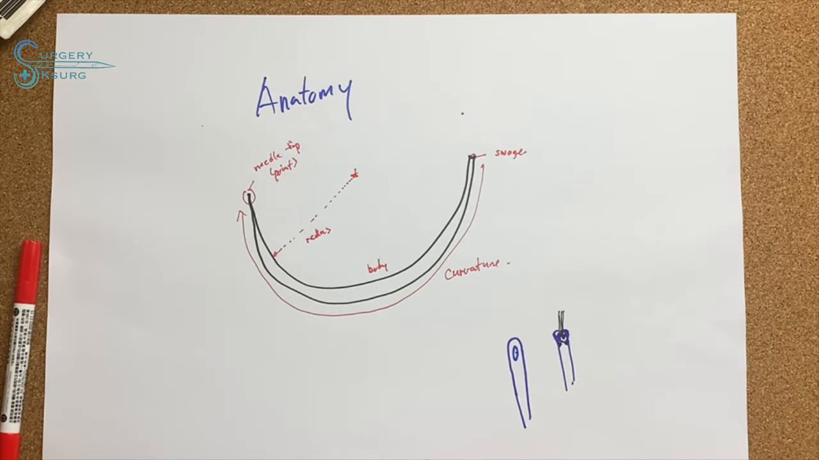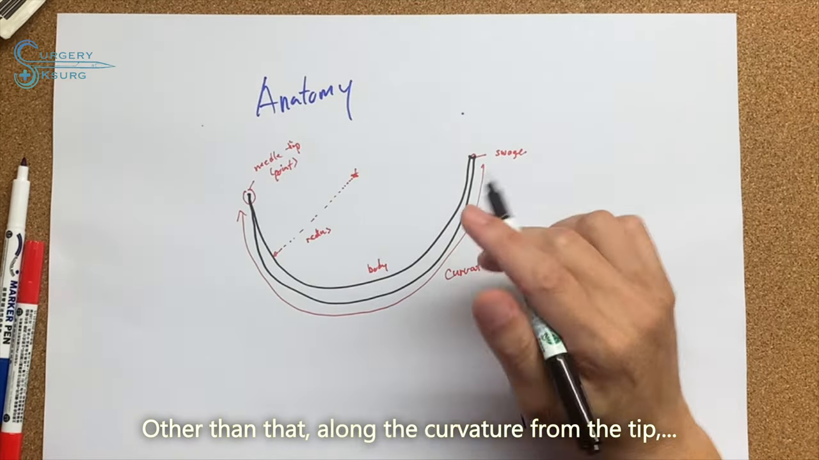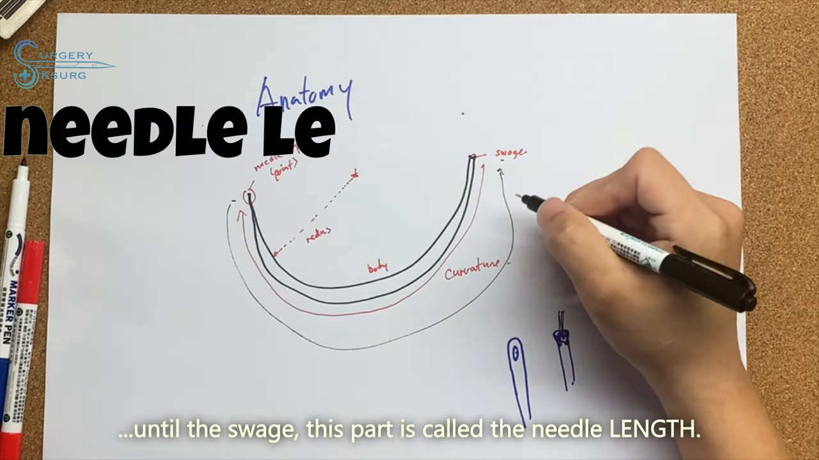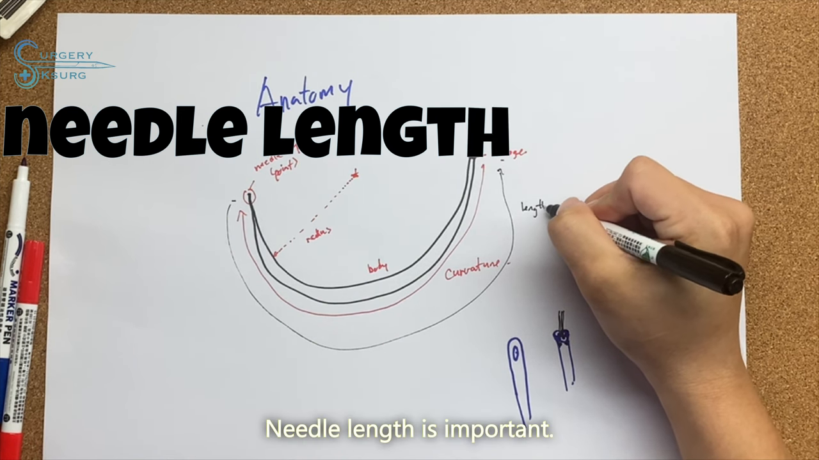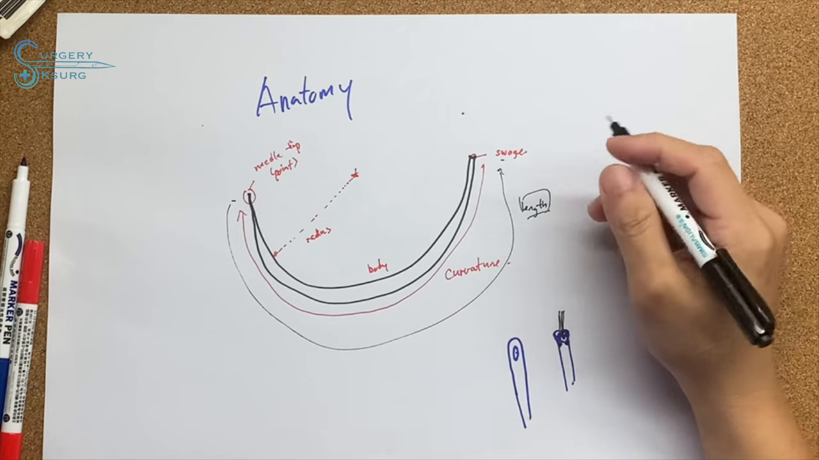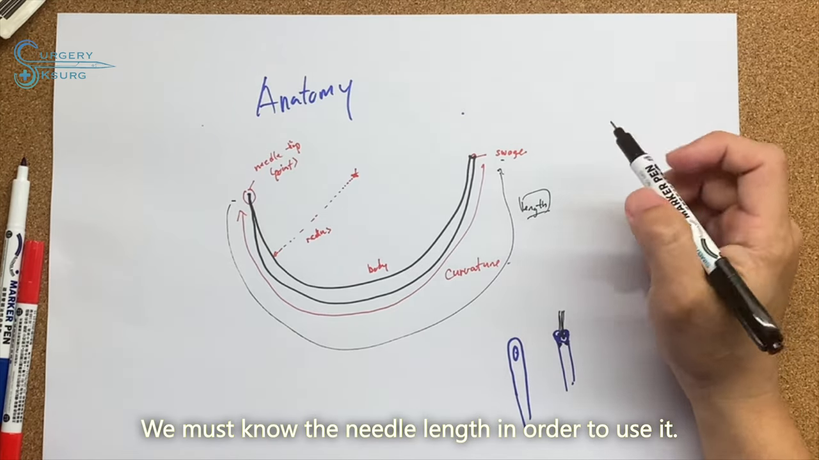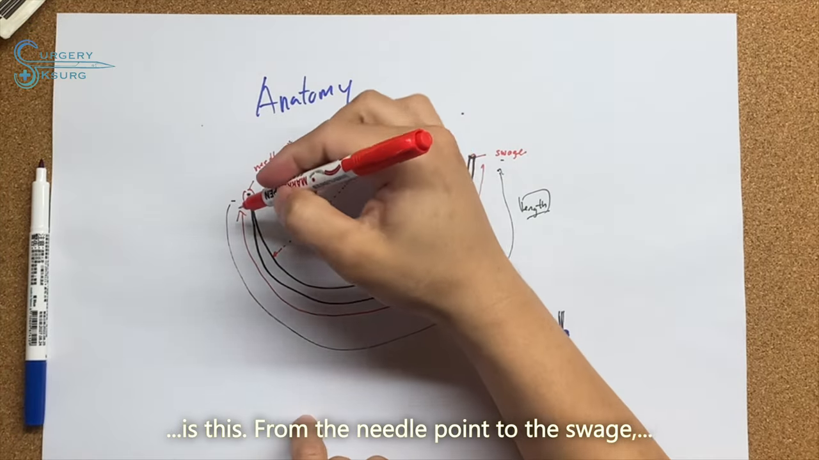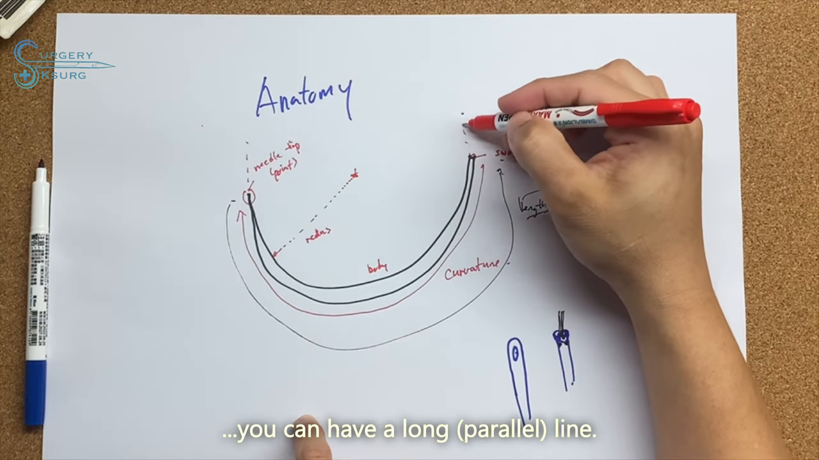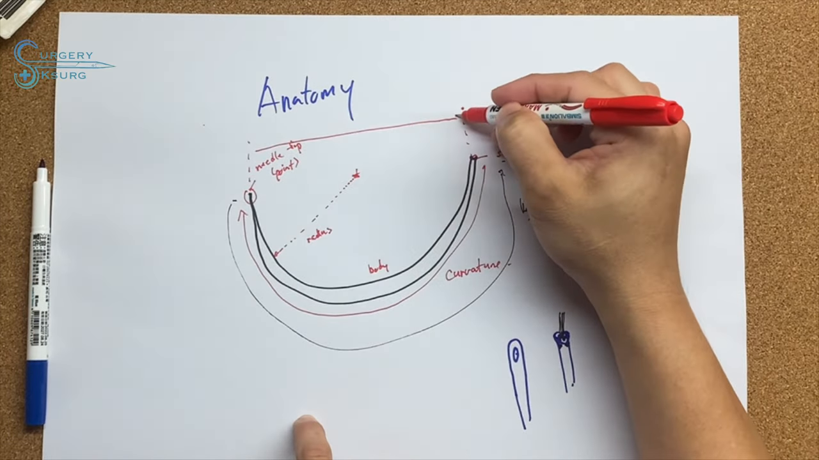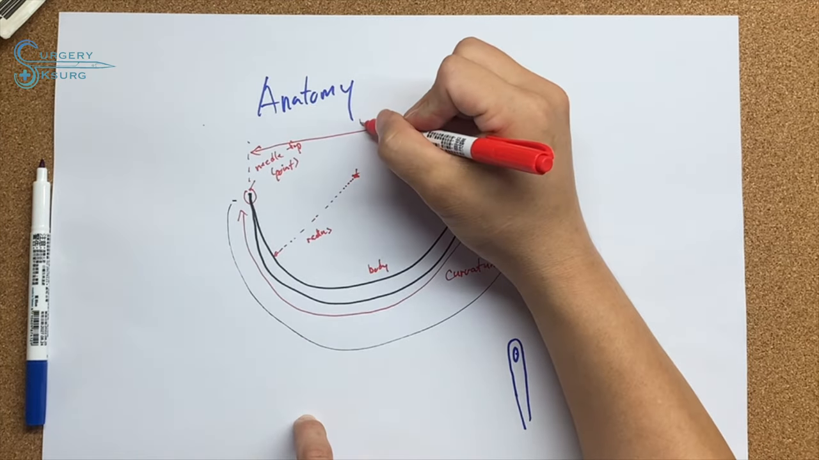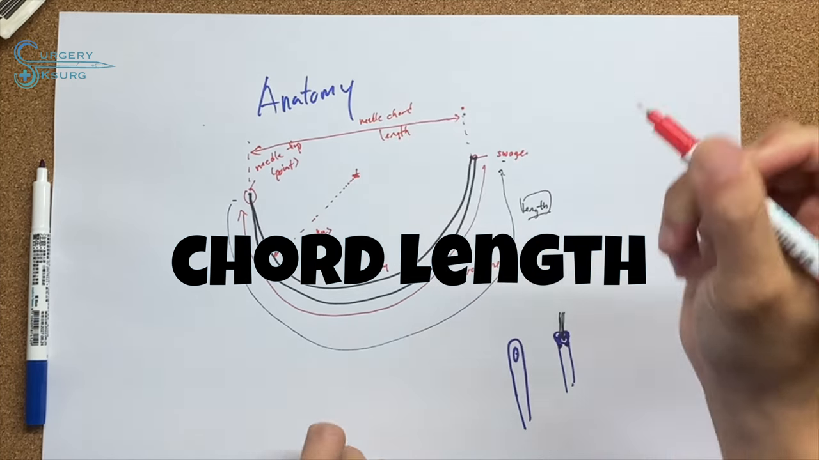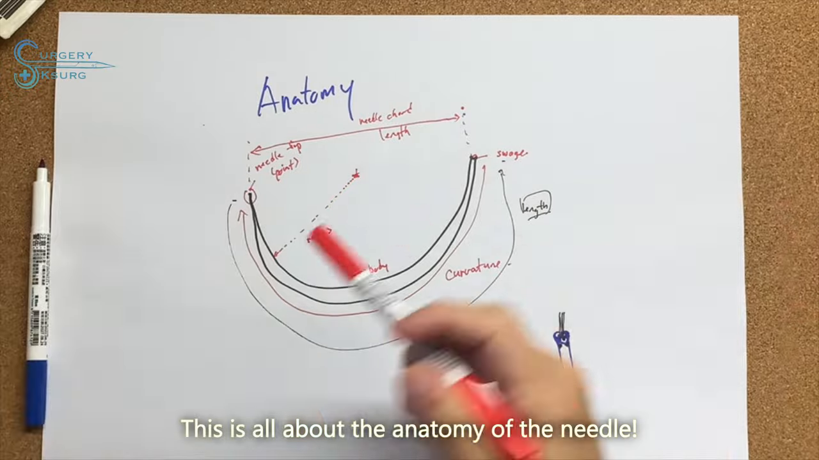So other than that, under the curvature from the tip until the swage, this part is called the needle length. Needle length is important, right? We must know the needle length in order to use it. And last but not least, the other part of a needle is this, from the needle point to the swage, so you can have a long line. And this is called the needle chord length. So this is all about the anatomy of the needle.